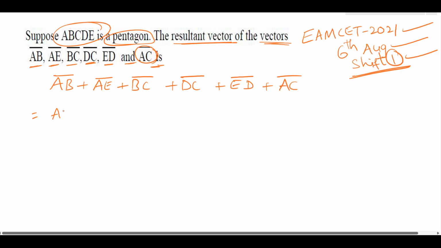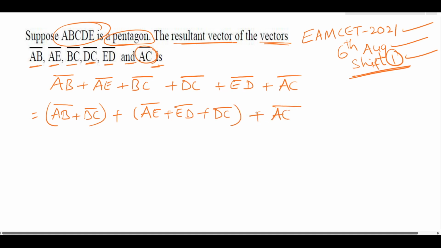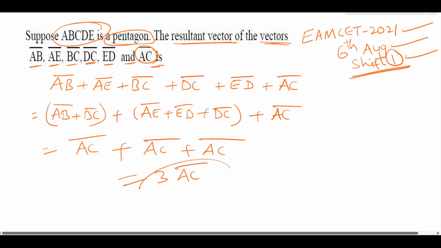Now we write AB bar. Now start with B, the vector is BC bar. Next AE bar. Next written as starting with E, that is ED bar. And starting with D, this is DC bar plus AC bar. That is AB bar plus BC bar, this is AC bar. AE bar plus ED bar, that is AD bar. AD bar plus DC bar, that is AC bar plus AC bar. Here AC bar plus AC bar plus AC bar, that is equal to 3 AC bar.